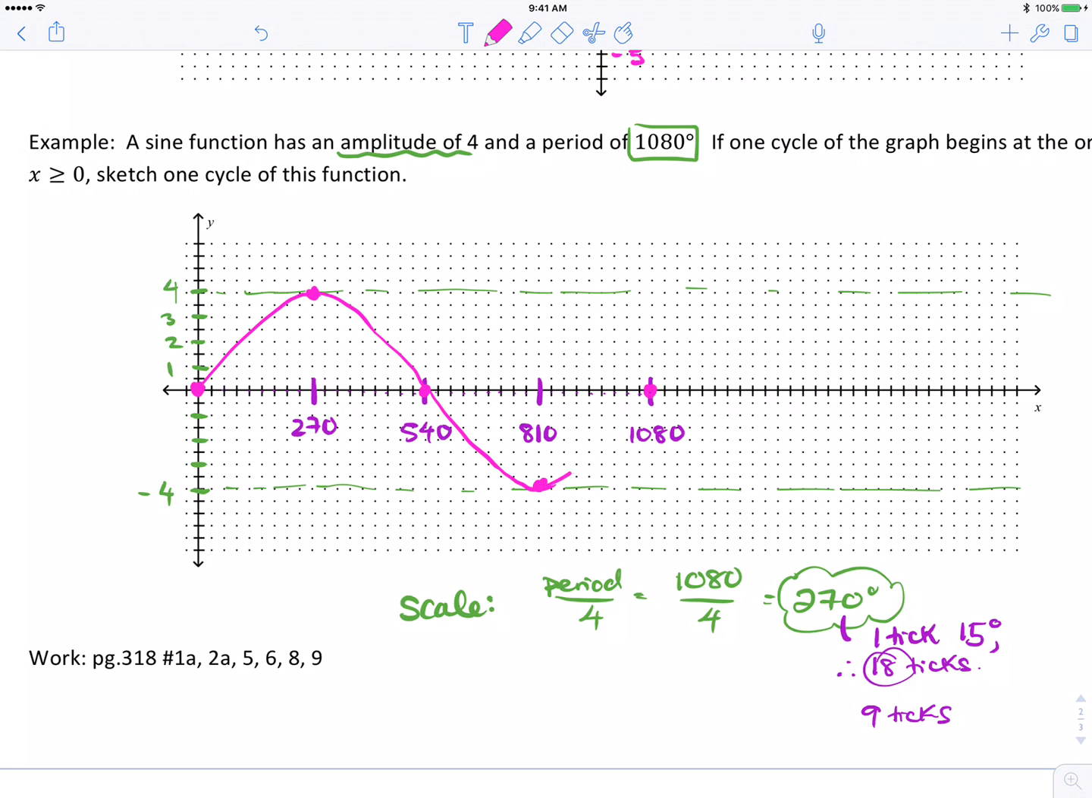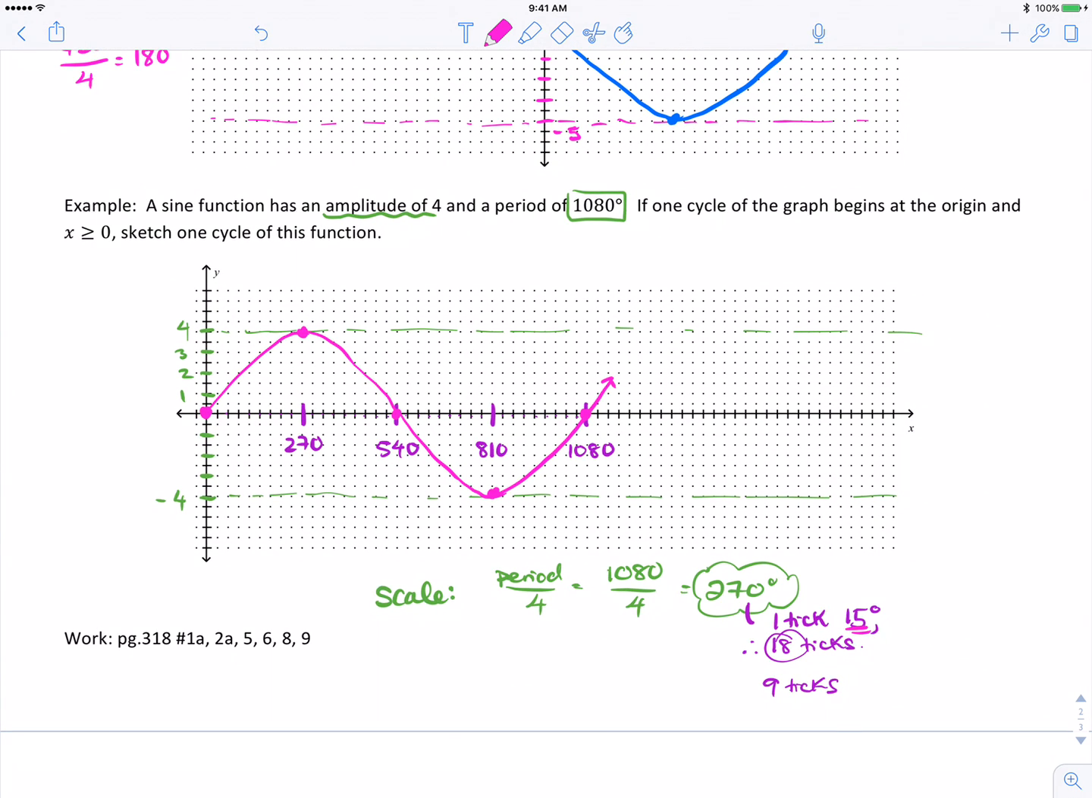So again, the scales are all whatever you would like. In general, we make them 15 degrees. Here I made them 30 degrees, which meant I had to go half the distance. Okay.